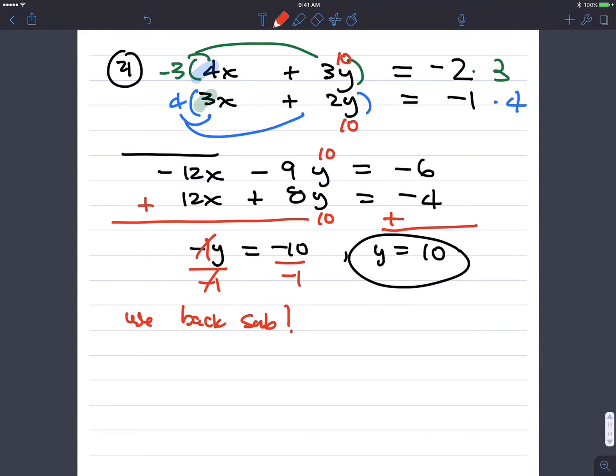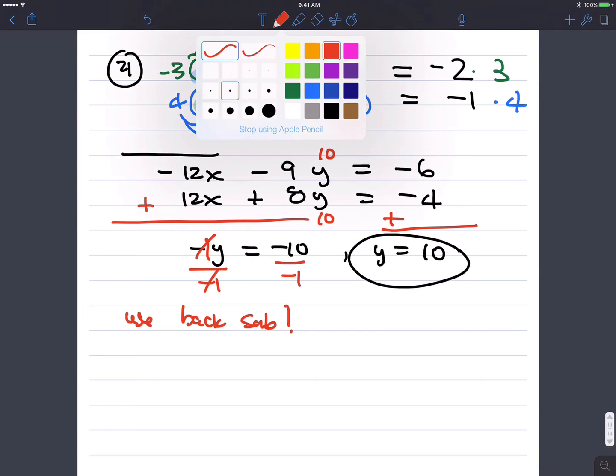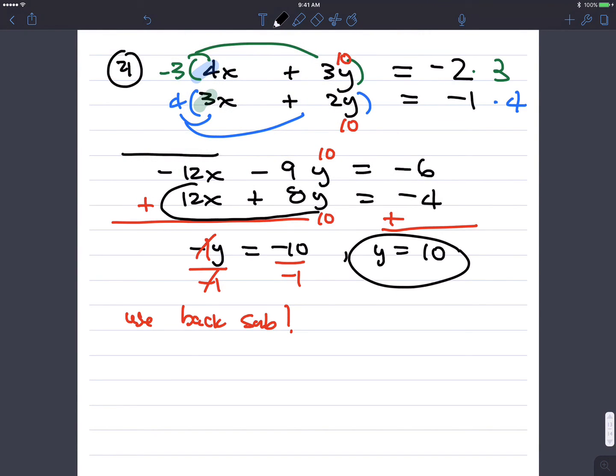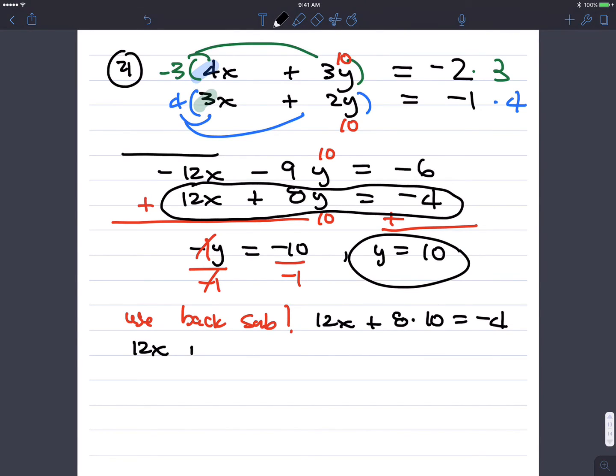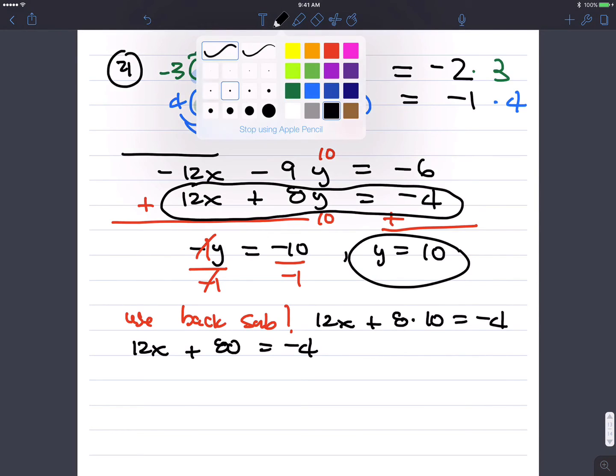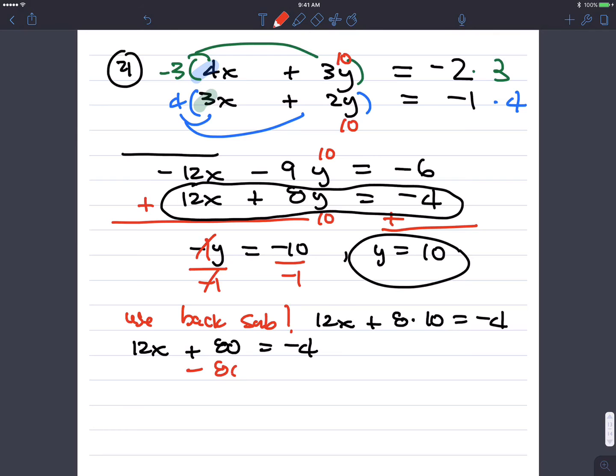I'm again going to use that second equation. Okay, maybe instead of highlighting, I'll just go back here and show you that I get 12x plus 8 times 10 is negative 4. 12x plus 80 is negative 4. We're going to subtract the 80 from both sides. And we get 12x equal to negative 84.